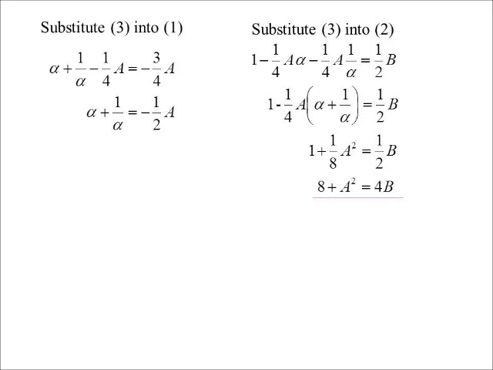Over here, on the left-hand side, I said alpha plus 1 on alpha is minus a half a. So I can substitute that in. That eliminates the alphas. Now it's just a matter of playing with the algebra to get what we want. So 1 plus an 8 a squared equals a half b. Multiply everything by 8, and we have the result that they're looking for.